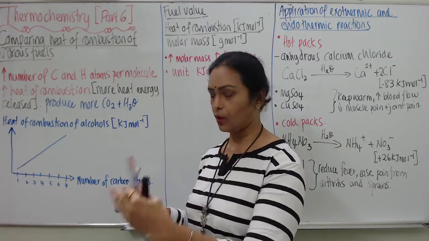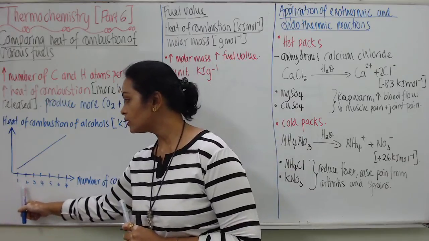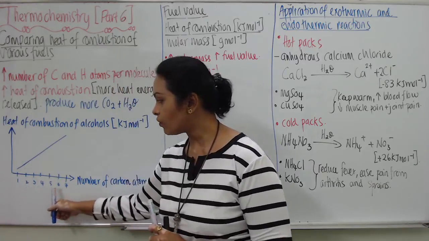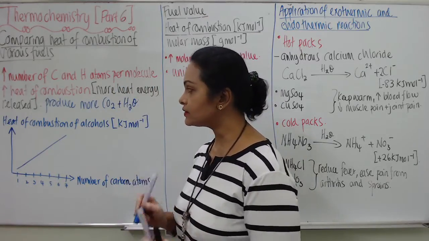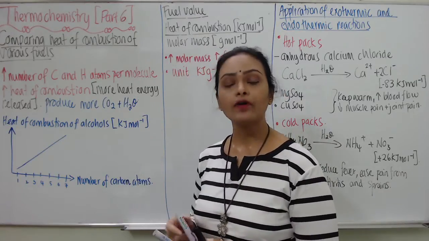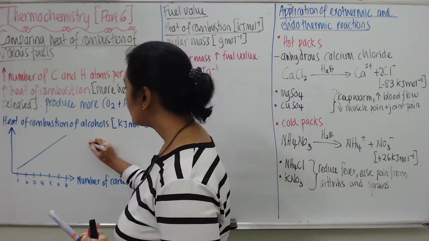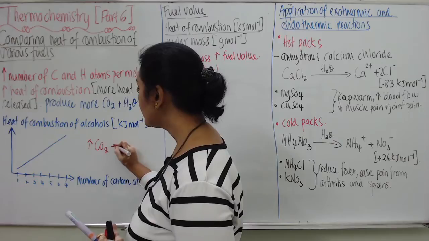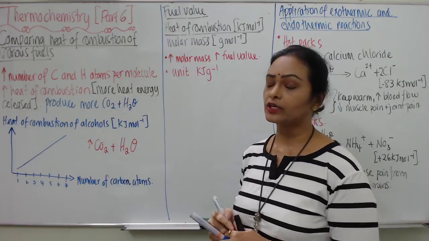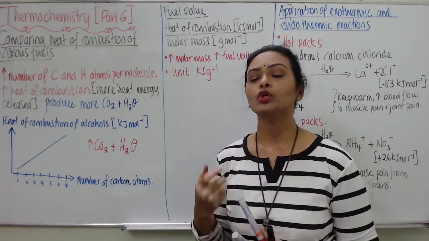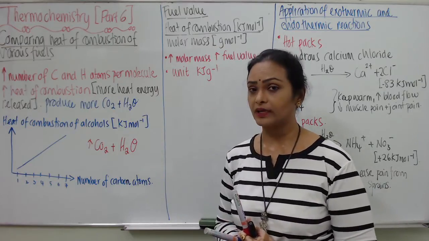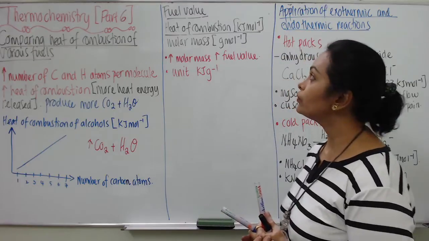Here the teacher compares alcohols: methanol, ethanol, propanol, butanol, C1, 2, 3, 4, 5 and so forth. Now, students can see that the heat of combustion for alcohols increases when the number of carbon atoms increases. So, this shows that more carbon dioxide and water molecules are produced. When more carbon dioxide and water molecules have to be produced, more heat has to be released. So this is easy for students to understand. Alright, now let's go to fuel value.